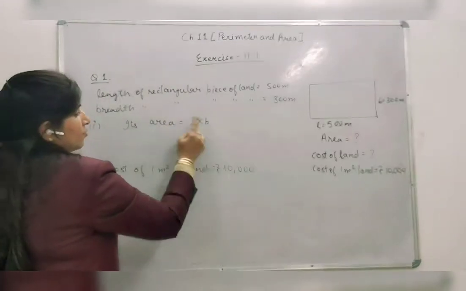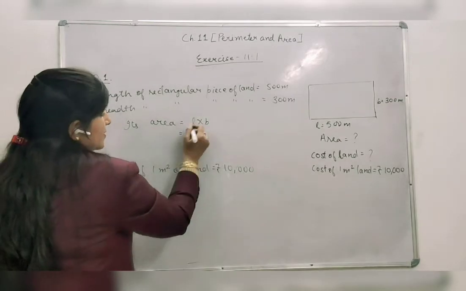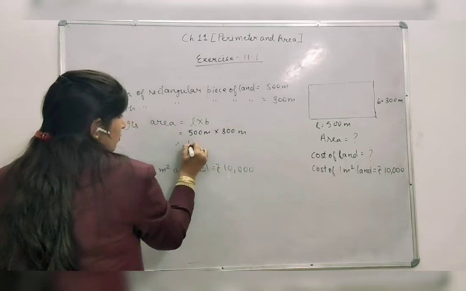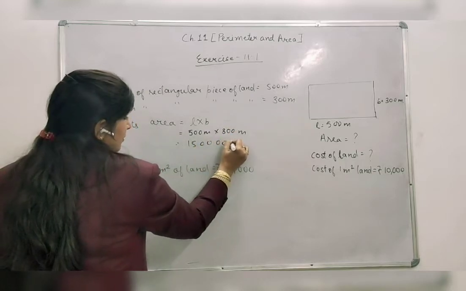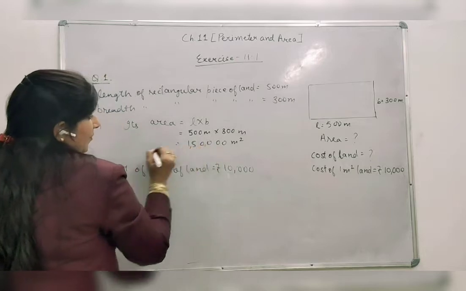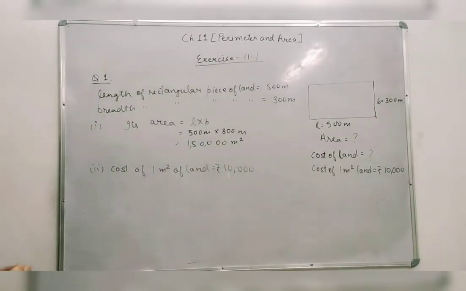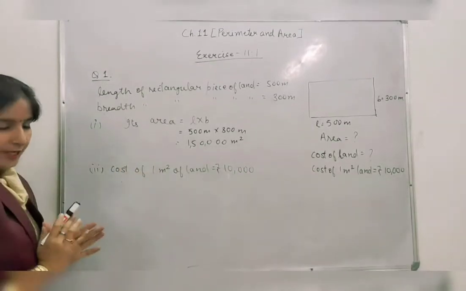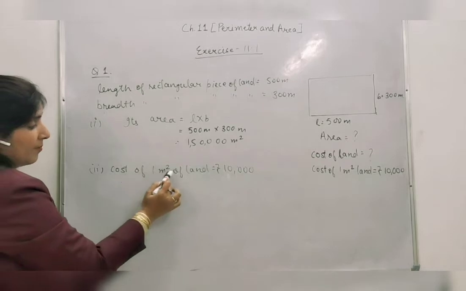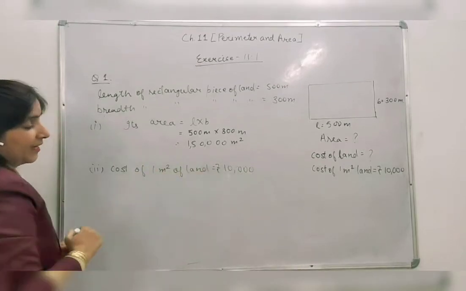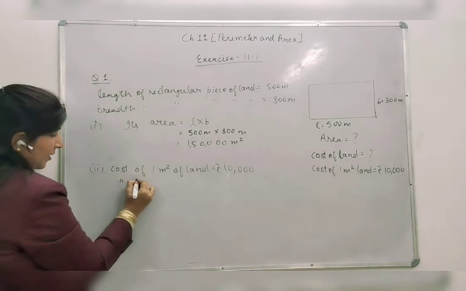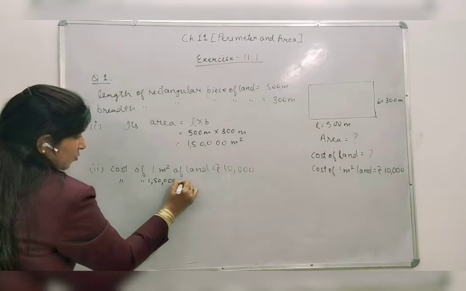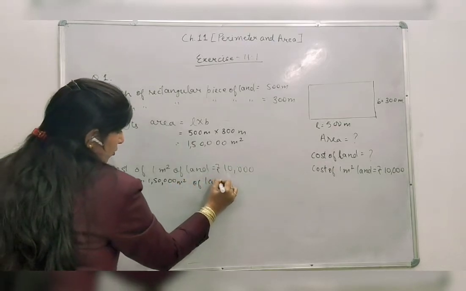As you know, length into breadth is the formula. So length is 500 meter and breadth is 300 meter. So we have 1,50,000 meter square as the area. This is the first part in which we needed to find the area. Now next is cost. The cost of 1 meter square of land is given as 10,000 rupees. Now we need to find out the cost of 1,50,000 meter square of land.